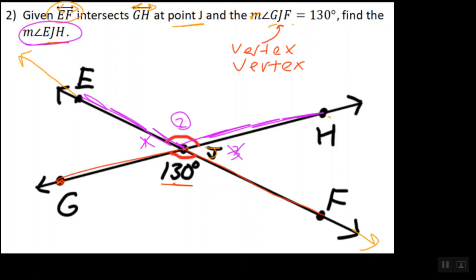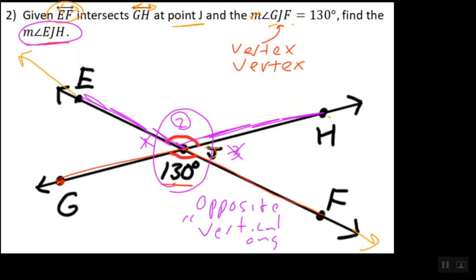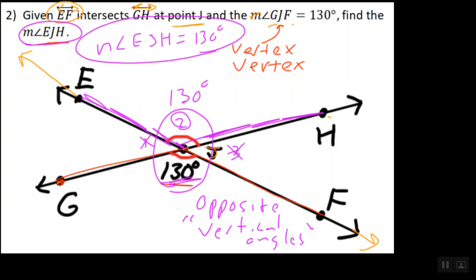Now you'll notice right here that these angles are opposite from each other. What do we call opposite angles? Those were what we called, from our level 1 video, vertical angles. And remember, they are congruent. So if this is 130, then this must be 130 as well. And we'd say the measure of angle EJH is equal to 130 degrees. I encourage you to pause the video and let's move on to our third example.